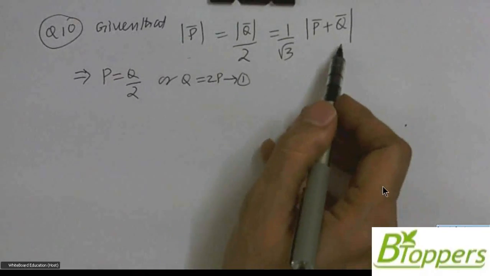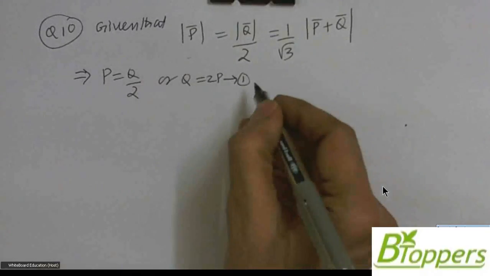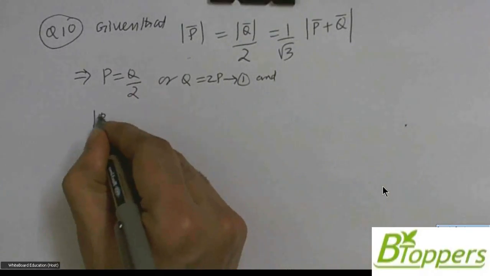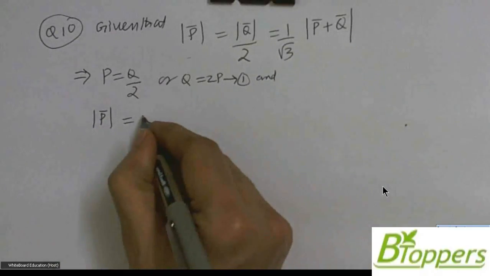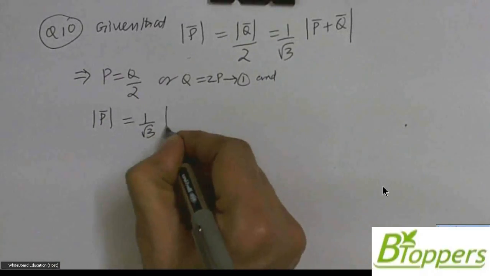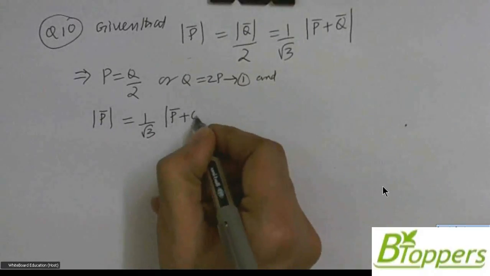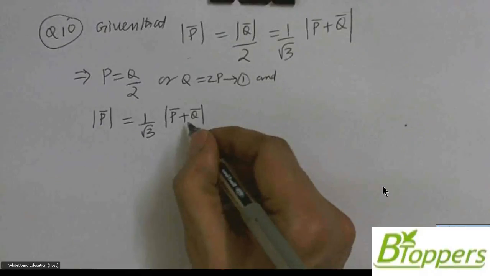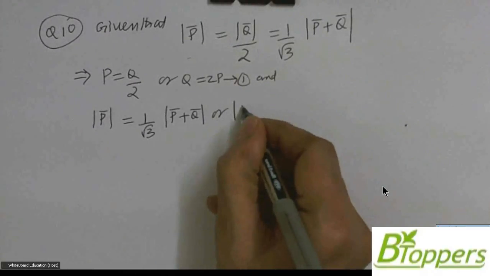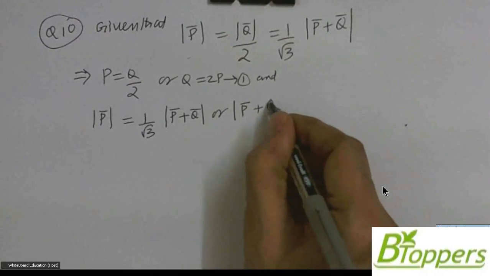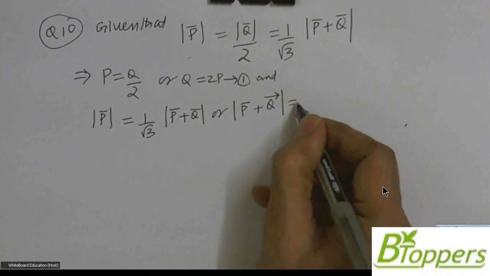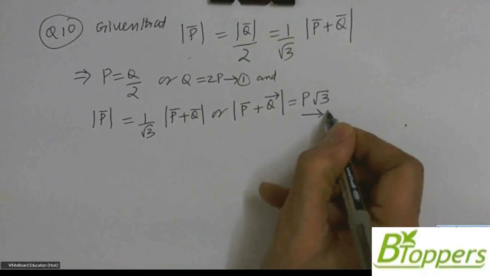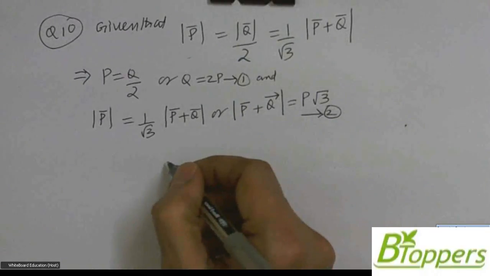Next, if you combine first and last, you can observe that magnitude of p bar is 1 by root 3 times magnitude of resultant of p bar and q bar. Or you can write magnitude of resultant of p bar and q bar is root 3 times the magnitude of vector p bar, called second equation.